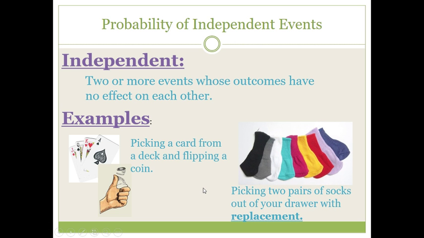Another one might be picking 2 pairs of socks out of your drawer with replacement. That's going to be one of your key words to identify when an event is independent or dependent, if they do it with replacement or without replacement. Because if I pick a sock out of my drawer and then I put the sock back in the drawer, now no memory has been retained. So I have an equal chance of drawing any other sock the same as I did the first time. So those 2 events would be independent of each other. No matter what I pick the first time doesn't influence what I can pick the second time.